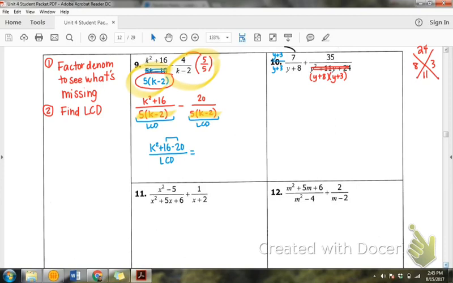Okay? So let's go ahead and multiply the first fraction. We're going to distribute our 7, right, here and here. So I get 7y plus 21 all over y plus 3 times y plus 8. Remember, leave your denominator factored. Plus 35 over y plus 8, y plus 3.